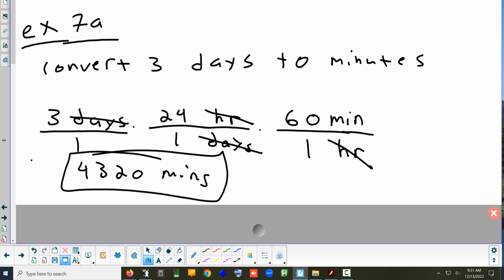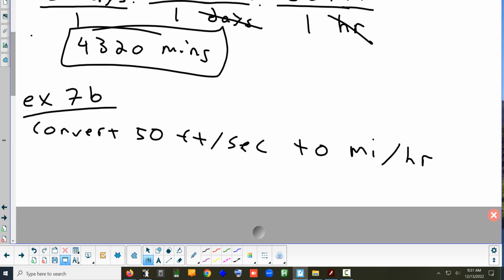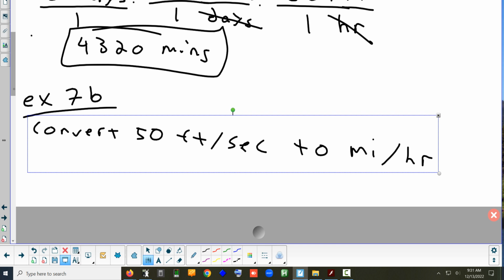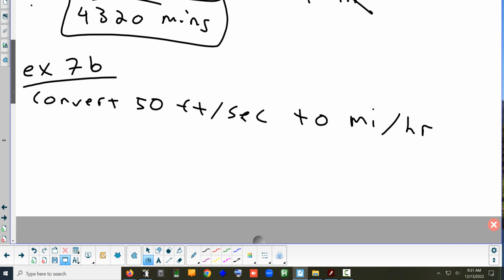So that's not speed, that's just time. Let's do one now that's speed. Speed has 2 units. It has a time unit like we just did, but it also has a distance unit. So now we have 2 units we need to work with. The speed here is 50 feet, that line you could say per second. So we are traveling 50 feet in 1 second.